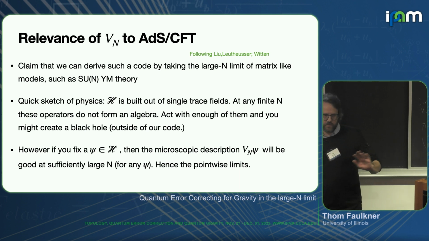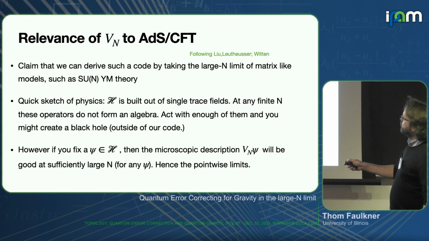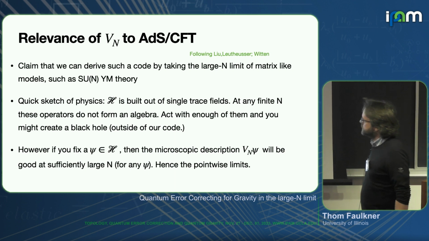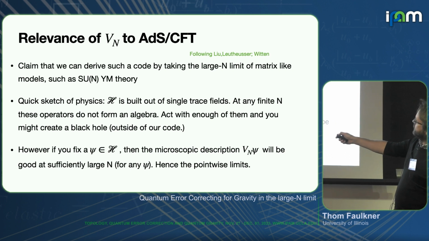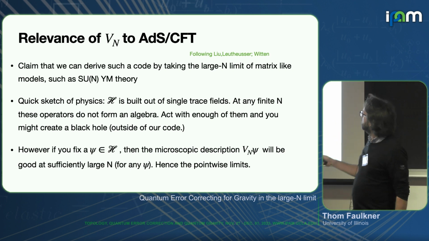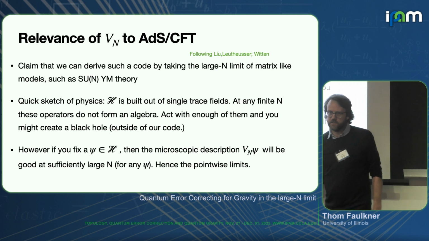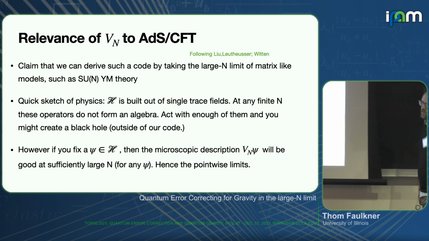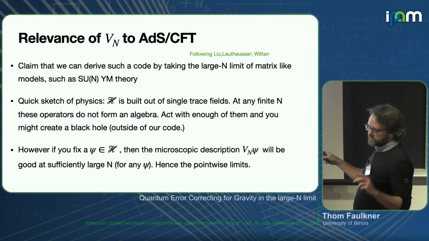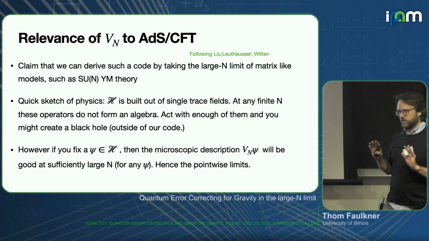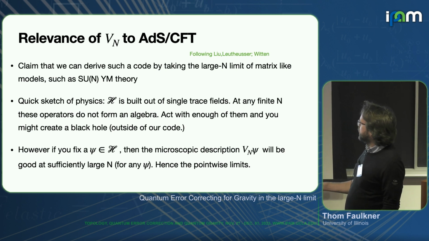So these are some theorems that motivate this work, and the relevance of Vn to AdS/CFT is as follows. So I claim that we can derive a code that looks like this just by directly thinking about the large N limit of matrix-like models, such as SU(N) Yang-Mills theory, which is relevant for AdS/CFT. This derivation is a little bit in quotes. We have to make a few assumptions, but it's quite a reasonable structure that arises.